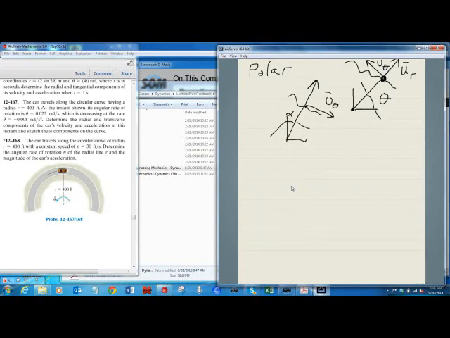So the direction of theta depends on where you measure your angle. Is that clear? Okay. Now, the direction for theta depends on where you measure your angle. Clear? No? Good. Okay.